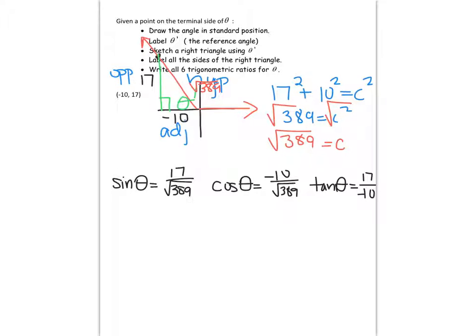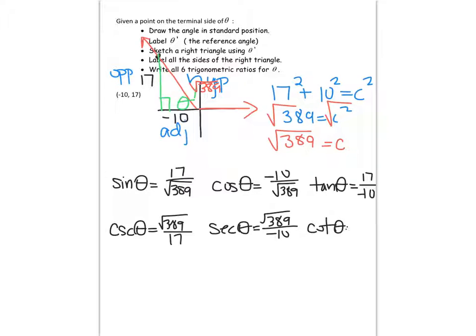Okay, and then the 3 reciprocals. Cosecant of theta is square root of 389 over 17. Secant of theta is the square root of 389 over -10. And cotangent of theta is -10 over 17. I do mean theta, not theta prime, by the way, because we've left the negative on the 10.